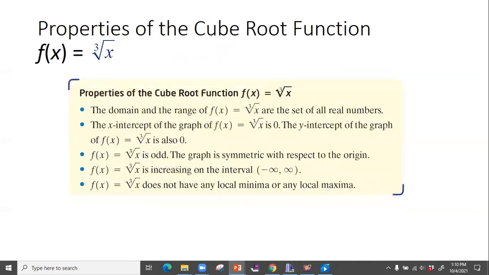Okay, we've also reviewed the cube root function. And the cube root function, the domain is all real numbers. The x and y-intercept is at the origin, so it's at 0, 0. It is an odd function, and that's because it's symmetric with respect to the origin. That means there's rotational symmetry. And it increases because we leave from left to right, from negative infinity to infinity. It doesn't have any local max or min, so no local extreme.